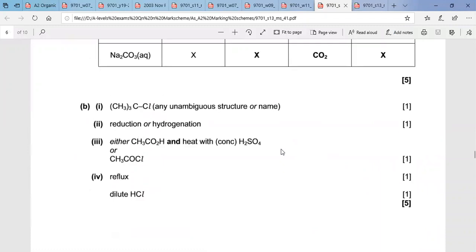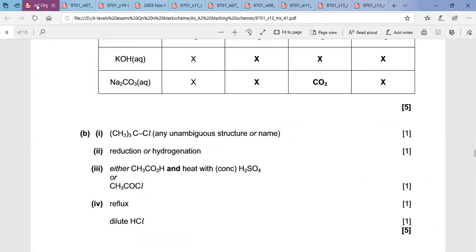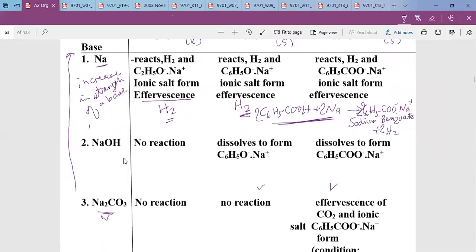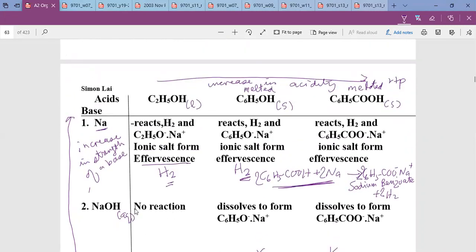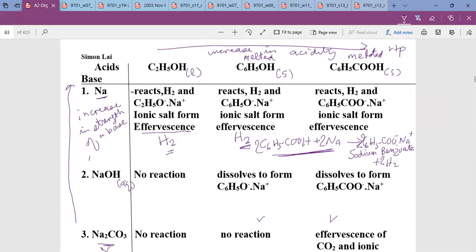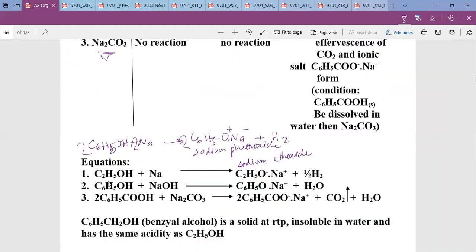Now let's go back here. Second one, of course, is with NaOH. With your alcohol, no reaction, remember this. With some others, it will dissolve, which means it reacts. So it will give a reaction like here. So this is solid.